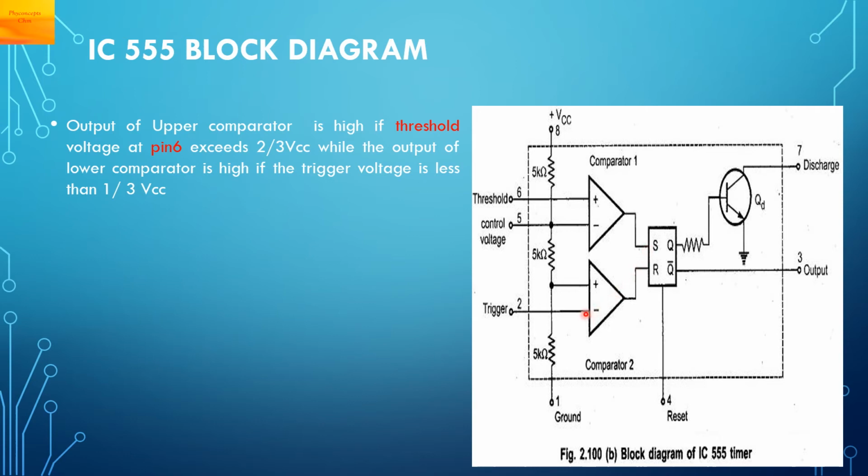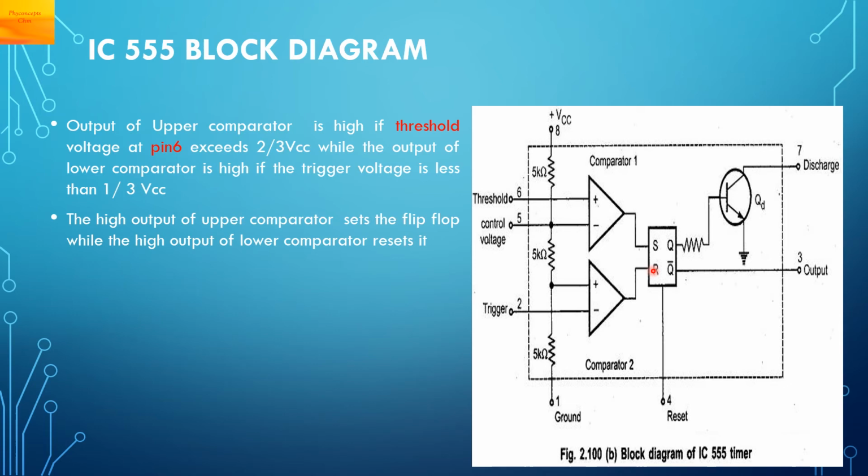For the lower comparator, it has a reference voltage at the non-inverting pin as 1/3 of VCC. So when the trigger voltage, that is pin number 2 at the inverting pin, is less than 1/3 of VCC, this comparator will give a high output which will go to the R input of the SR flip-flop. The high output of the upper comparator will set the flip-flop and the high output of the lower comparator will reset it.